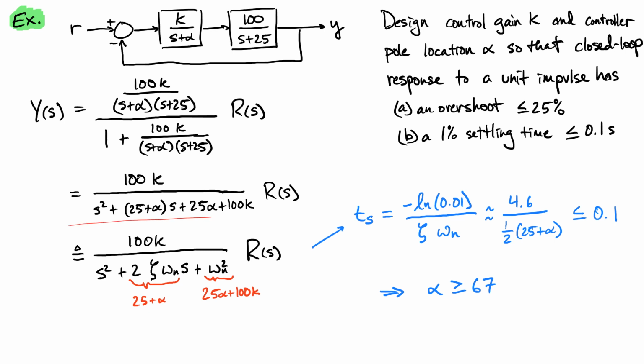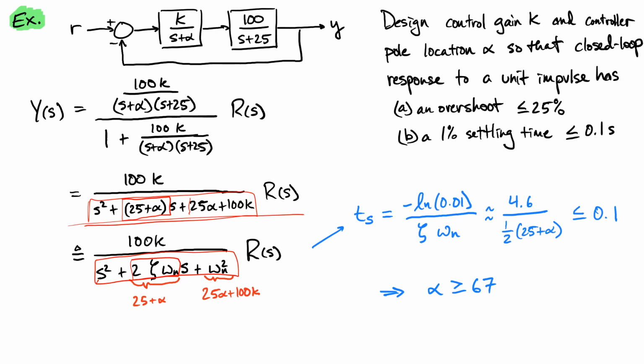Okay, so we'd come down to here, and what we're interested in doing then is to take a look and compare this generic denominator here with the denominator that we have in our closed loop transfer function. And what we observe is that this linear term here is 25 plus alpha. And that means that our variables 2 times zeta times omega n should be equal to 25 plus alpha. So that's another way of making a direct correlation between that linear term and this linear term.